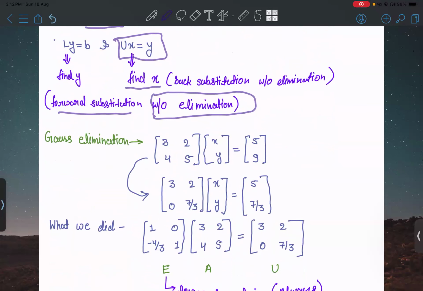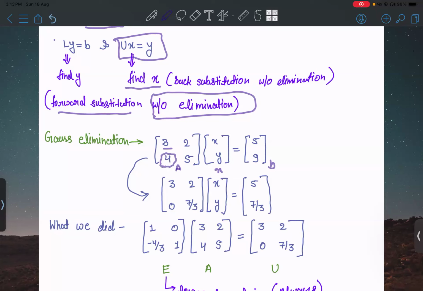So let us revise what we did in Gauss elimination. Suppose we have a problem: the matrix [3 2; 4 5] times x equal to [5; 9]. This is my A, this is my x, and this is my b. Now if I want to solve this system of linear equations by using the Gauss elimination method, I will simply try to make this term 0.